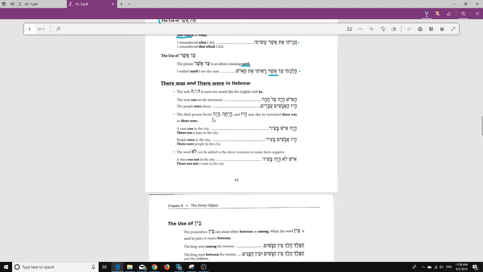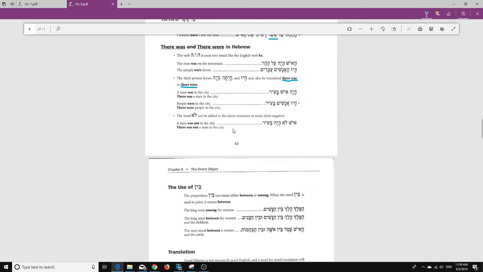So additionally, this verb can also be translated as there was or there were. Okay? So haya ish ba'ir, instead of a man was in the city, which also makes sense, that's a fair translation, you could just say there was a man in the city. Okay? Next one. Hayu anashim ba'ir. This could be the people were in the city, but it could also just mean there were people in the city.